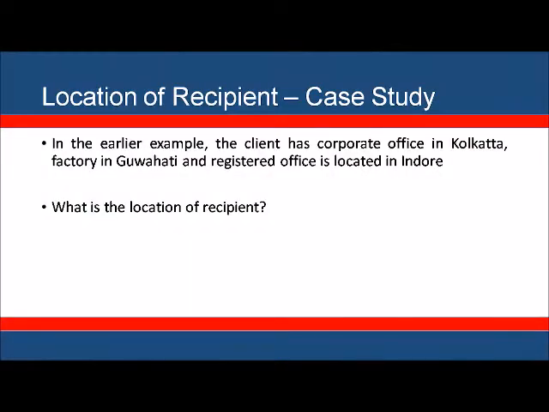Now we just change this fact matrix slightly and look at a scenario where, just like the service provider is multi-locational, the client also is multi-locational. And we change it to say the client has a corporate office in Calcutta, a factory in Guwahati, and the registered office is located in Indore. And then we go back to understand how to determine the place of supply, which we say is closer to the location of the recipient.